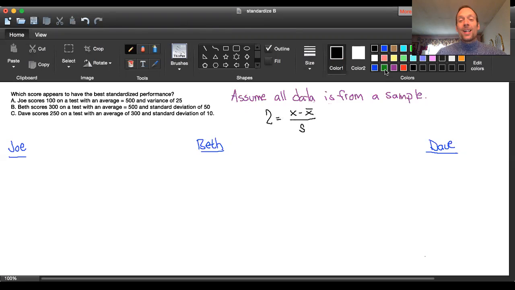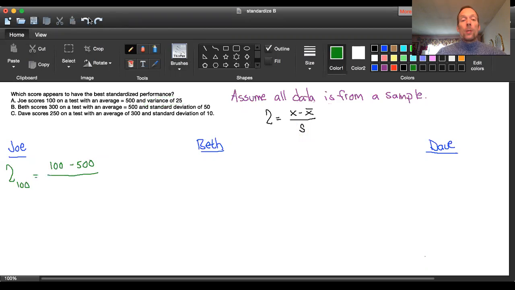All right, welcome back. If you've just unpaused me, let's take a look at Joe's z-score. We're standardizing the score of 100, and that's going to be equal to 100 minus 500. And on the bottom, we have to be really careful because the curveball inside the exercise is they slipped us a variance for Joe. And remember, the formula needs standard deviation on the bottom.